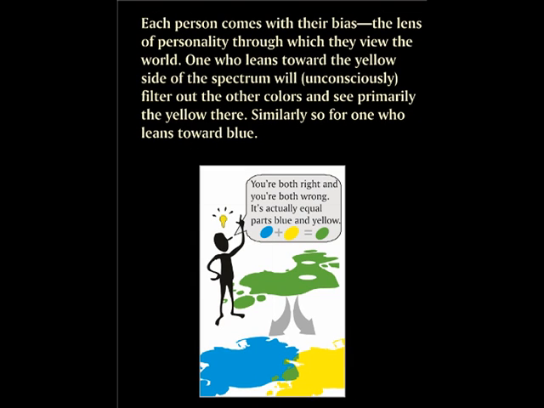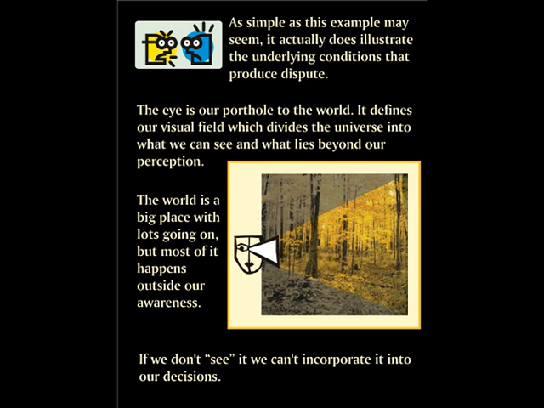Each person comes with their bias, the lens of personality through which they view the world. One who leans toward the yellow side of the spectrum will unconsciously filter out the other colors and see primarily the yellow there. Similarly so for one who leans toward blue. And they're both right and they're both wrong, for in this case we know that green is equal parts blue and yellow. As simple as this example may seem, it actually does illustrate the underlying conditions that produce dispute.